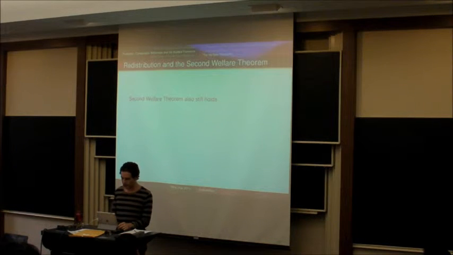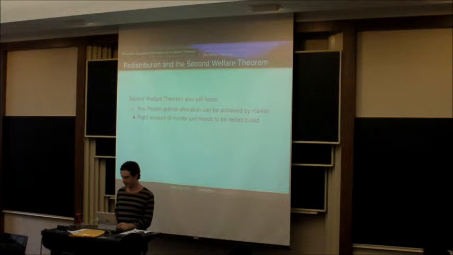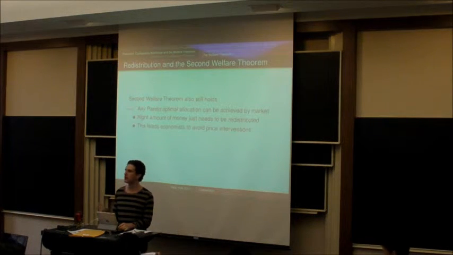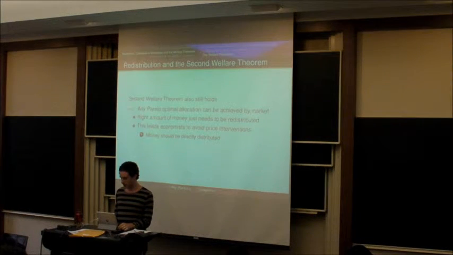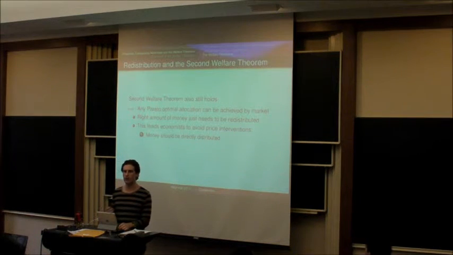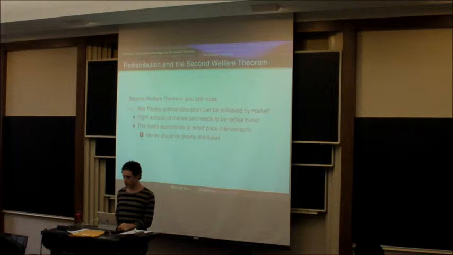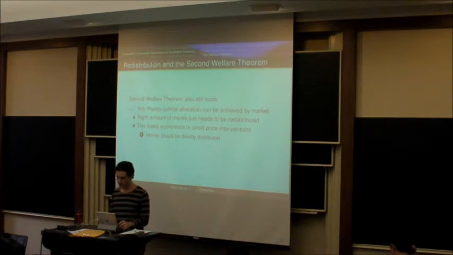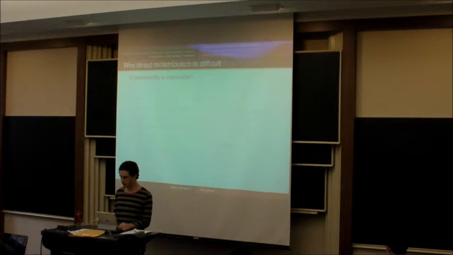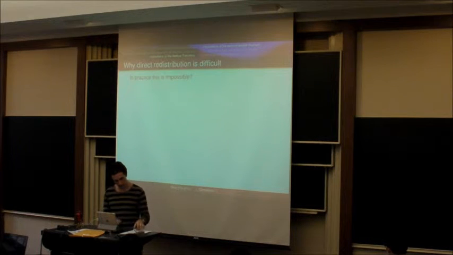Okay, so the second welfare theorem also holds with production. You just have to redistribute the right amount of money, and then any efficient allocation can be achieved by the market. And this leads economists to generally argue that redistribution of wealth should happen not by changing prices, but by directly redistributing money as much as possible, and then markets should be allowed to operate.